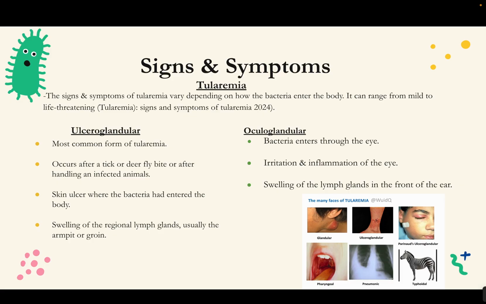For oculoglandular, the bacteria enters through the eye. Irritation and inflammation of the eye will appear, along with swelling of the lymph glands in front of the ear.